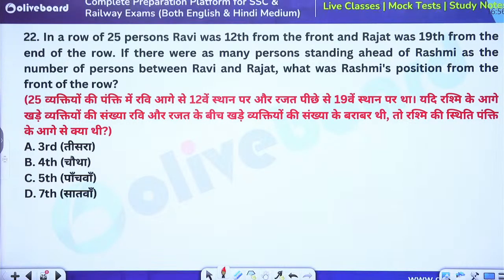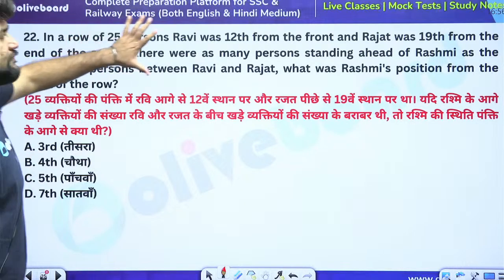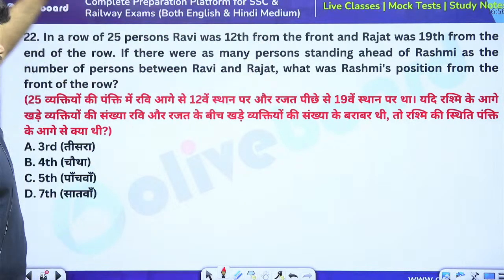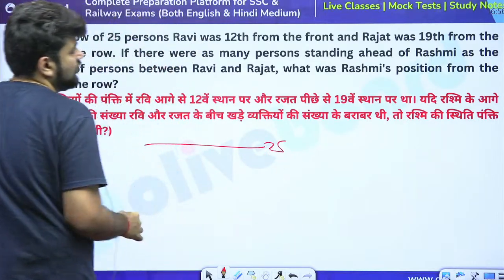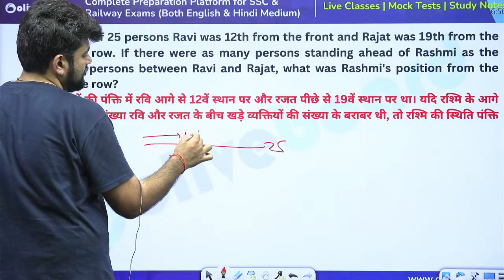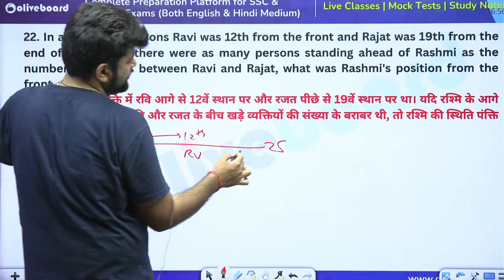In a row of 25 persons, Ravi was 12th from the front and Rajat was 19th from the end of the row. Okay. This is a very simple question, just one extra step. So there are 25 persons in a row. Ravi is 12th from the front and Rajat is 19th from the back.